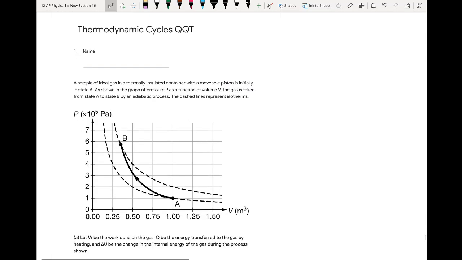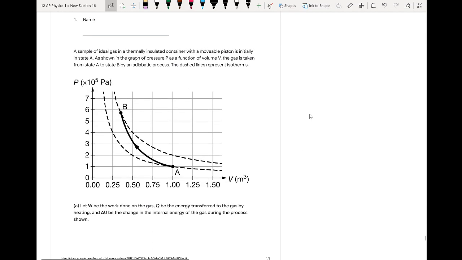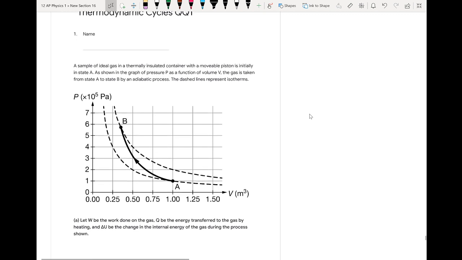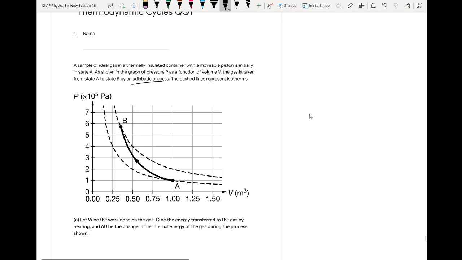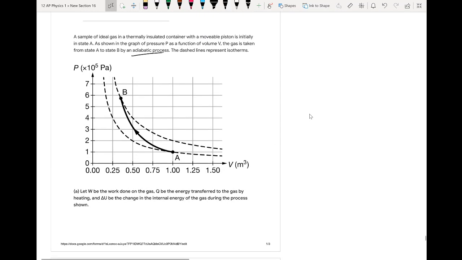Okay, so I really like this qualitative quantitative translation type question. So this one we're saying a sample of ideal gas in a thermally insulated container with a movable piston is initially in state A. As shown in the graph of pressure P as a function of volume V, the gas is taken from state A to state B by an adiabatic process. The dashed lines represent isotherms.